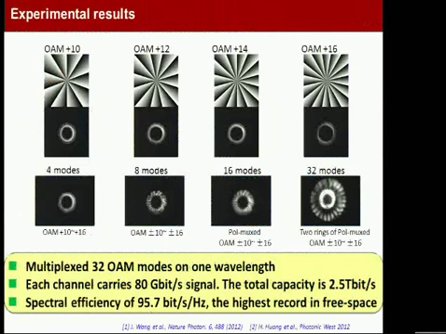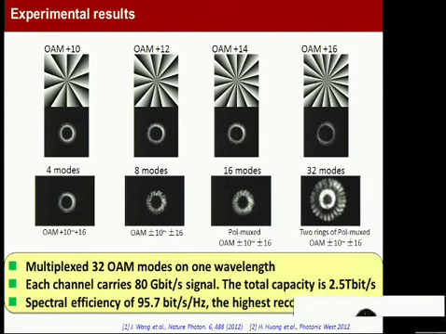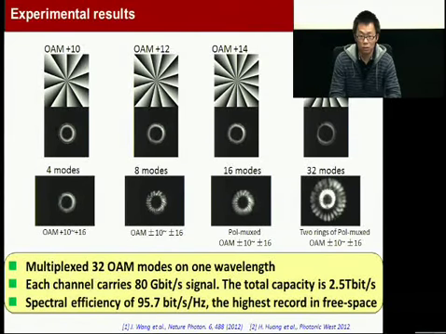So here shows some experimental results. We generate 4 different OAM modes: OAM plus 10, plus 12, plus 14, and plus 16. So we multiplex them together. We first achieved 4 different modes, and then we double the number of modes by using the plus and minus charge of OAM. And then we further double the number of modes by using polarization division multiplexing.